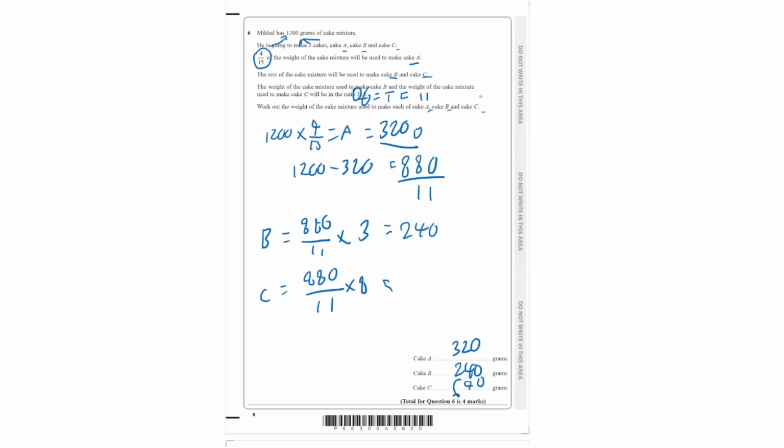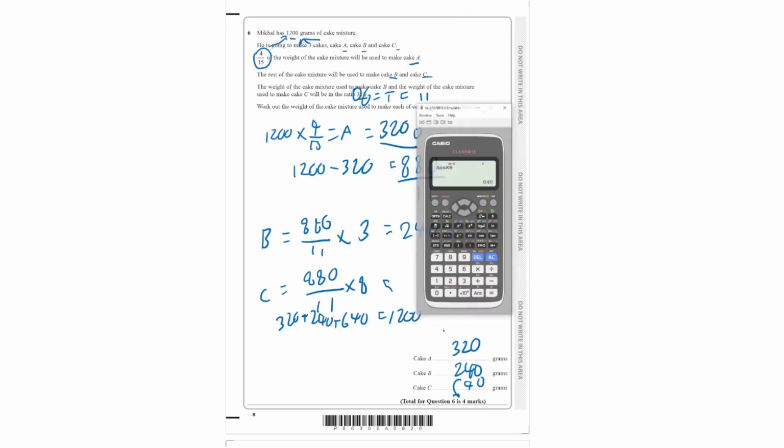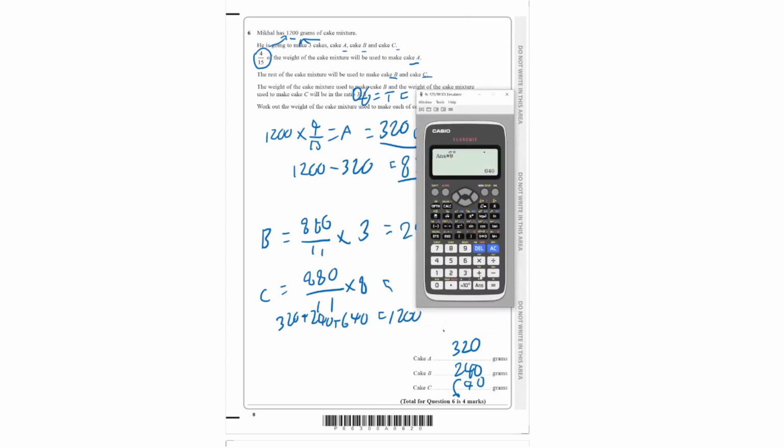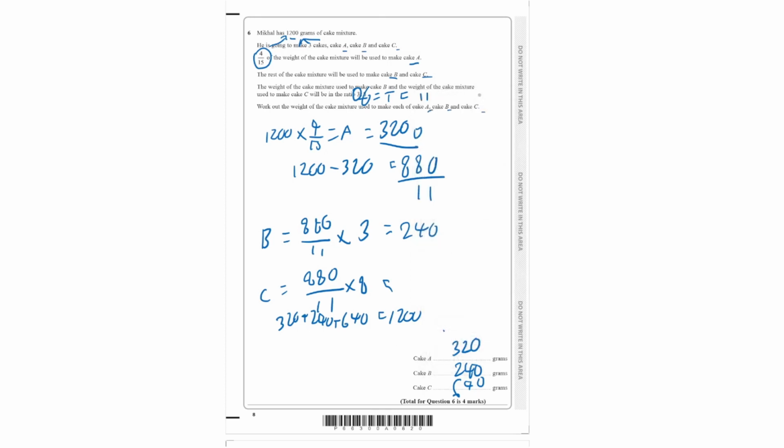Now, just to make sure that our calculations were correct, we can actually add all of them up and they should equal 1,200. So 320 plus 240 plus 640 should equal 1,200. And we can use a calculator to check this. 640 plus 240 plus 320 gives us 1,200. Yes, we are correct.